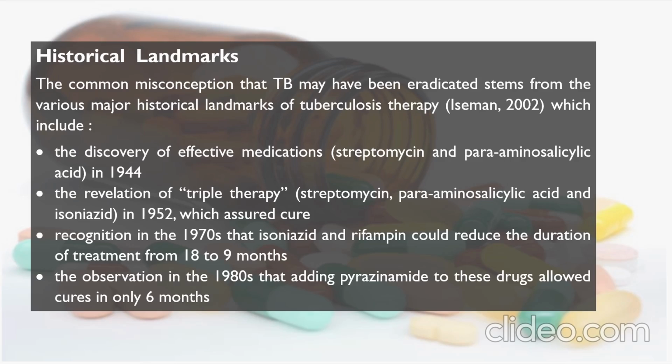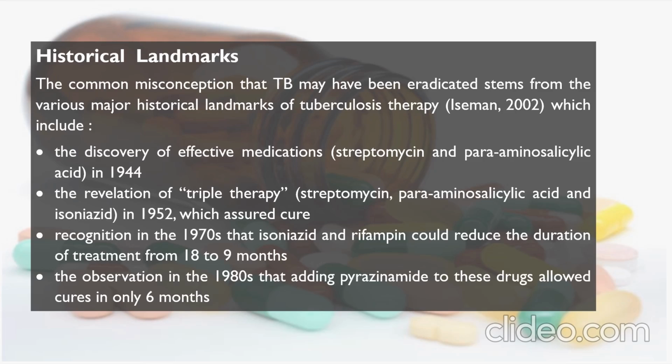In 1944, there was a discovery of effective medications for TB. That's streptomycin and para-aminosalicylic acid. Now, in 1952, there was a revelation of triple therapy. There was streptomycin, para-aminosalicylic acid, and a very popular one now, isoniazid. And then in 1970, we realized that isoniazid with rifampin could reduce the duration of treatment from 18 to 9 months.